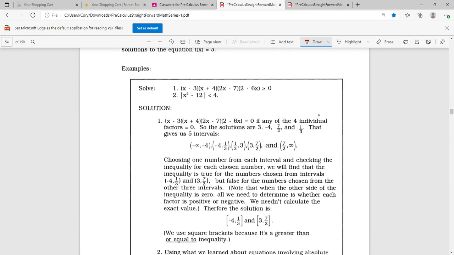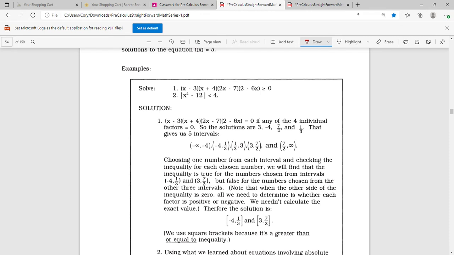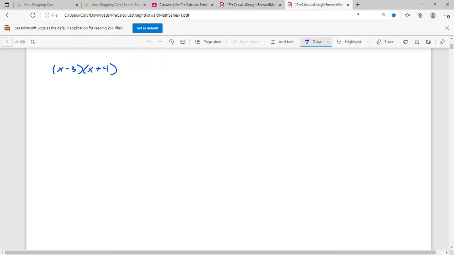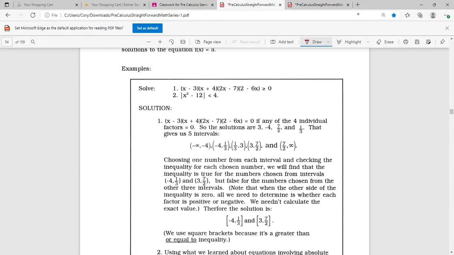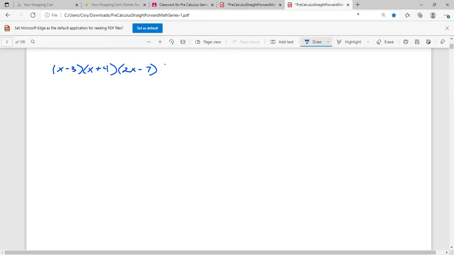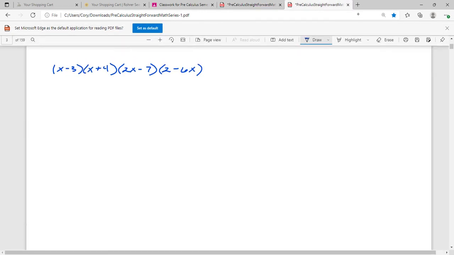We got x minus 3, x plus 4, so x minus 3 times x plus 4 times 2x minus 7 times 2 minus 6x is greater than or equal to 0.